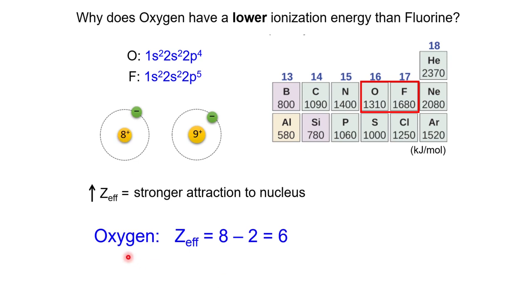So for oxygen, our effective nuclear charge is 8 minus 2, which is 6. And then for fluorine, it's 9 minus 2, which is 7. And so that electron on fluorine feels a greater pull. So it's harder to overcome that attraction. So that's what actually has to happen. You have to put in enough energy to overcome the attraction the electron has for the nucleus.